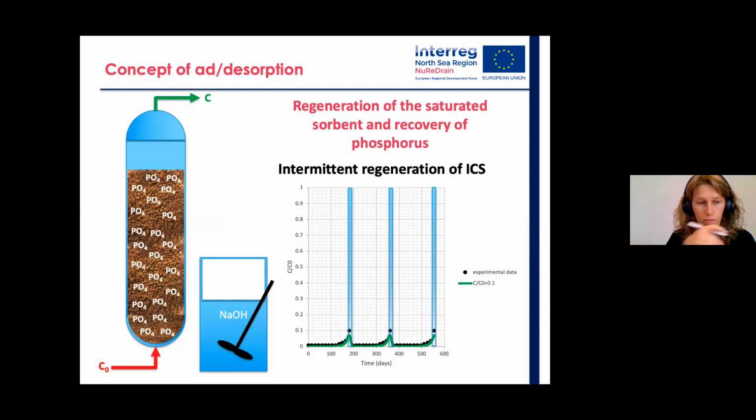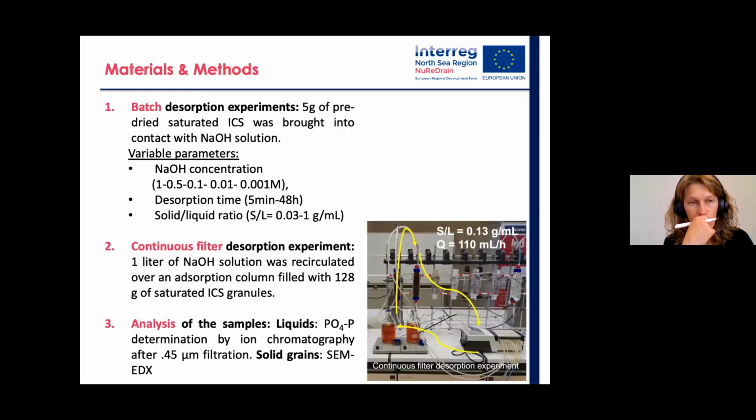So after a while, we will desorb the filter material. Then we can restart adsorbing, and at day 350 we desorb again, and so on, and we call it an intermittent regeneration of the ICS. That's our goal. So let us look at the materials and methods.